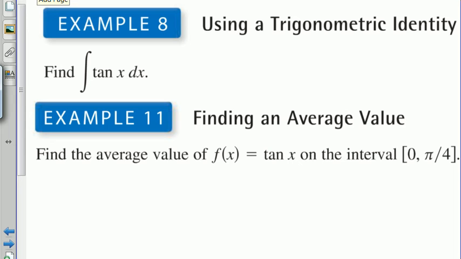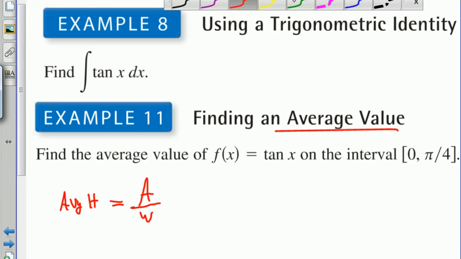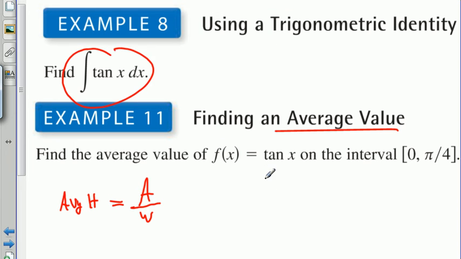Hopefully we can at least talk about another one. So the tangent: how do we find the average value of a function? Well, the average value is going to be the area divided by the width. That's going to give you the average height. The height is equal to the area divided by the width, because area is equal to width times height. So if you divide by the width, you're going to get height. Okay? So we want to find the area under tangent. Well, isn't the area under tangent just this? Don't we want the area under tangent of x, and then divide by the width of this region?